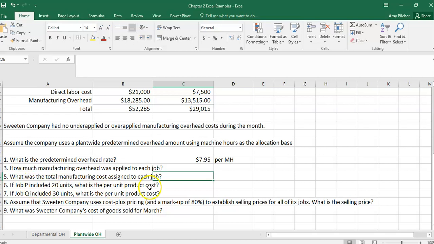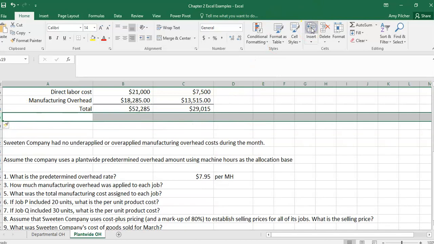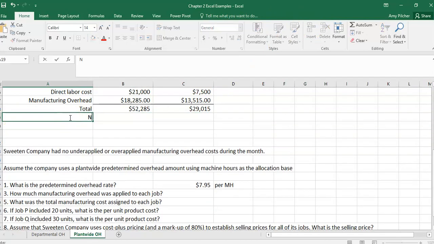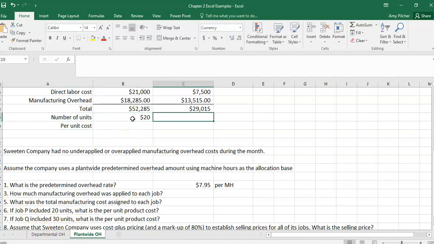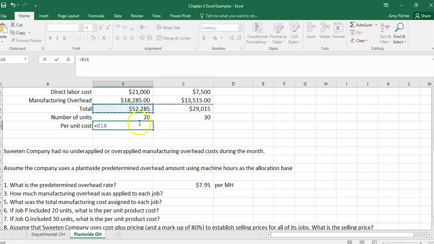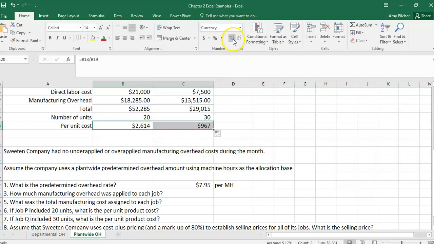Then we want to know, what is the per unit cost of each job? I'm going to add in the number of units and per unit cost here. So job P, it says we had 20 units. And for job Q, we had 30 units. Change that to a number from a dollar amount. Our per unit cost, take the total cost divided by the number of units. So we get a per unit cost for each job.